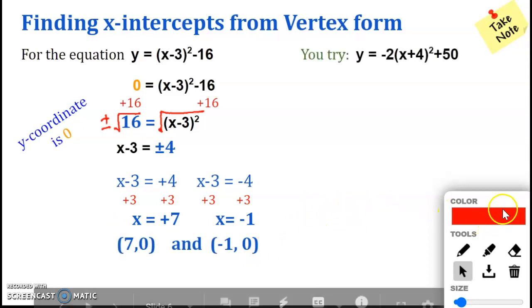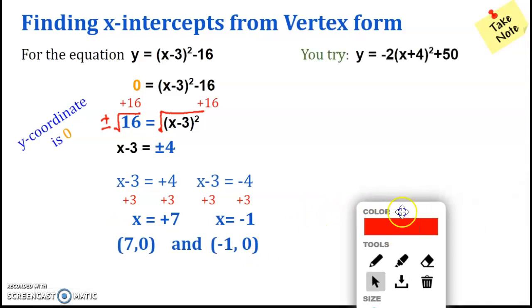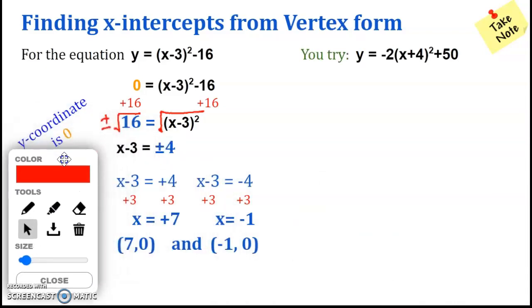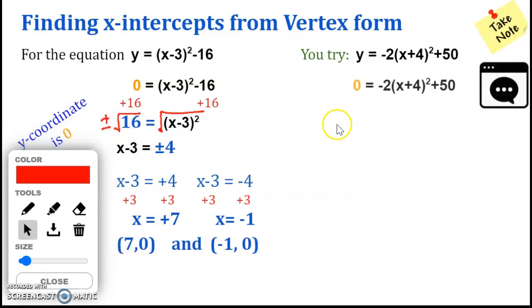Okay, this is time for you to try. Pause the video and see if you can do it yourself. Alright, I'm going to go through the answers. You use the same principle. You set y to be equal to 0. Then from here, I am going to get rid of this plus 50, or I can actually bring this to the other side by adding 2 times (x plus 4) all squared.